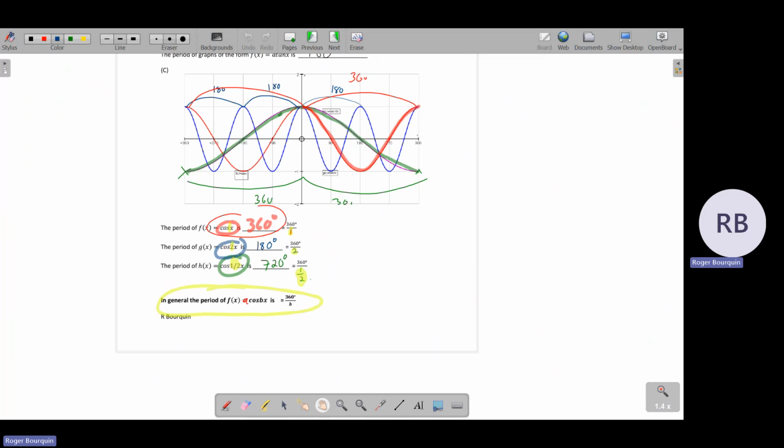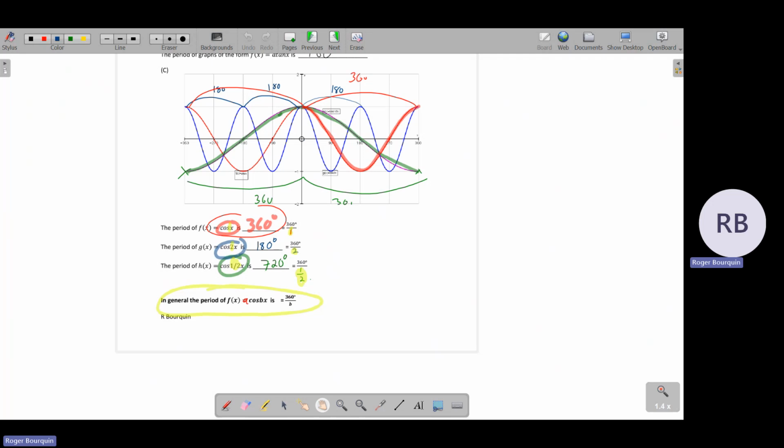From an equation for sine and cos, if we go 360 divided by that number, we get the period of the graph. So for this green graph over here, it takes 720 degrees to complete a full wavelength. How would you get it from the equation? You go 360 divided by a half. So in general, for a sine and cos graph, the period is going to be 360 divided by that number b, which is the number in front of x.